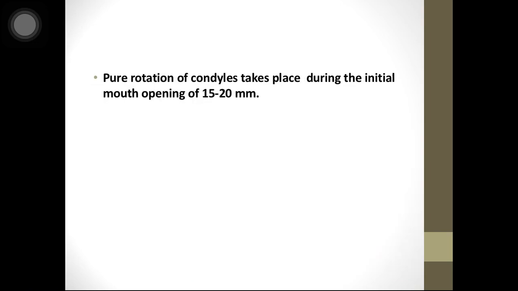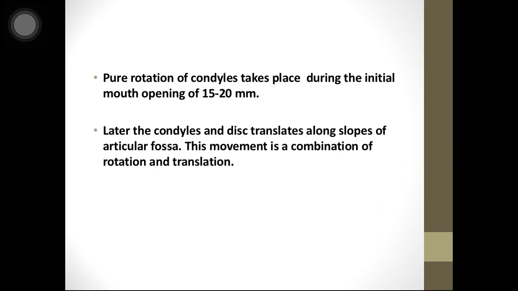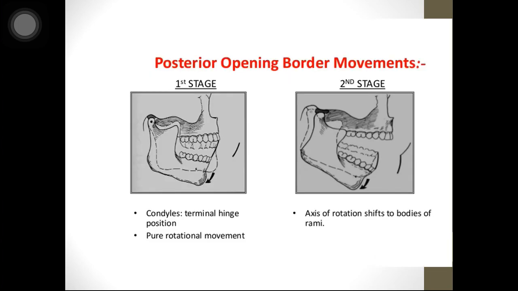But the pure rotation of condyles only takes place when there is initial mouth opening of 15 to 20 millimeters. After 20 millimeters, the condyles basically slide along the glenoid fossa and they translate. They do not just rotate, they begin to translate from their previous position. This movement is a combination of rotation and translation.